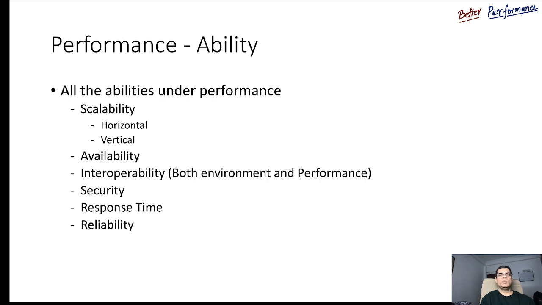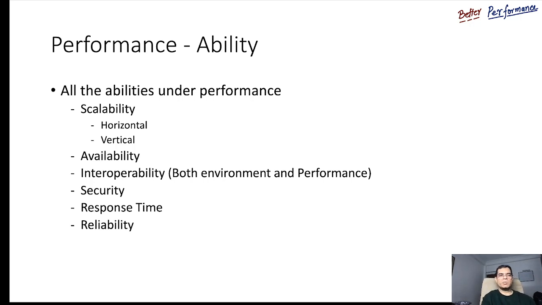Security is one of the performance abilities, because once you have a secure system, performance always goes down. So security always comes with a hit on performance. For example, HTTP is a faster protocol versus HTTPS. So HTTP and HTTPS have some differences in performance. As soon as you go to encryption, it always reduces the performance of the system, but it gives high security. So security is one aspect of performance.